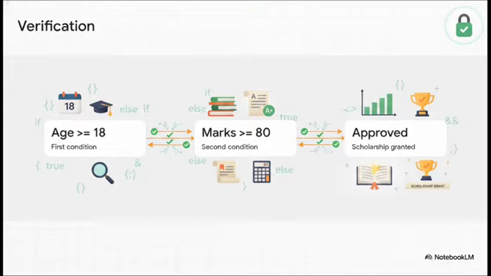Suppose you're applying for a scholarship. Here are the steps. Step 1. Age 18 or older undali. If they are younger, ventane disqualify. Marks tho pani ledu. But if step 1 is true, appudu step 2 ki veltham. Marks 80 or above undali. Rendu sequential steps true aithene, we move to step 3 and approve the scholarship.